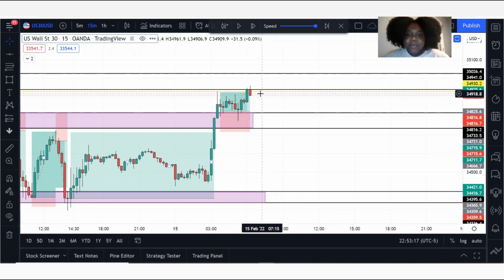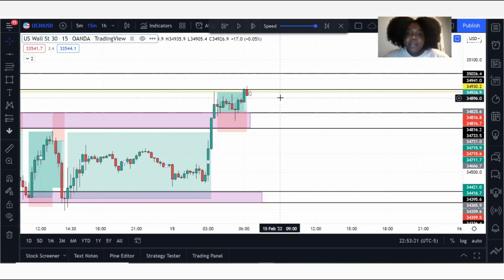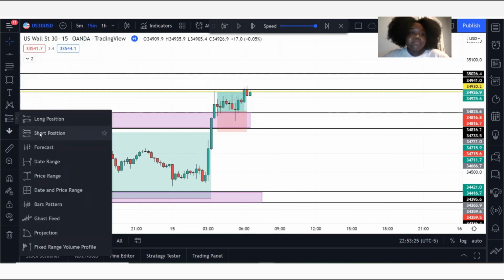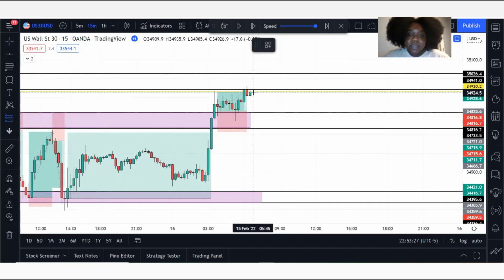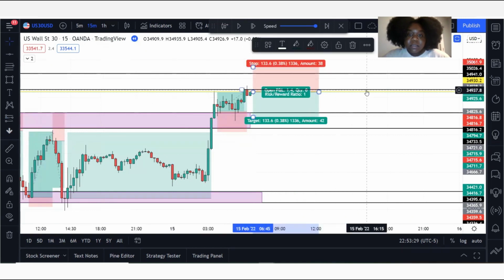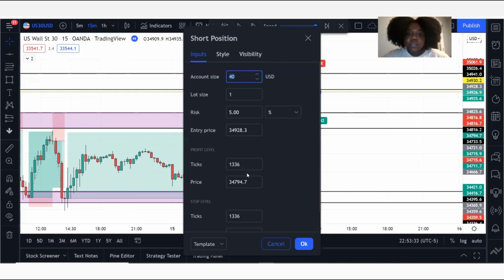Okay, so I will set up my sell limit right here. Let's see if it hits my yellow. Okay, it hit my yellow, so technically I'm in this trade now. Boom, trade is activated. There we are. So my stop loss will be around this zone.